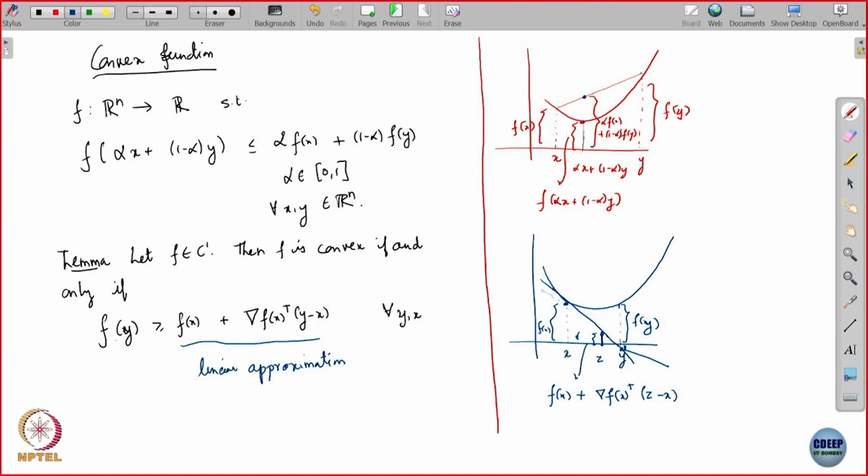So, what this lemma is saying is that a function is convex if and only if the linear approximation to the function lies completely under the function, it under approximates the function. Or the other way around also, if the linear approximation of the function evaluated at any point underestimates the function, then it has to be that the function is convex.